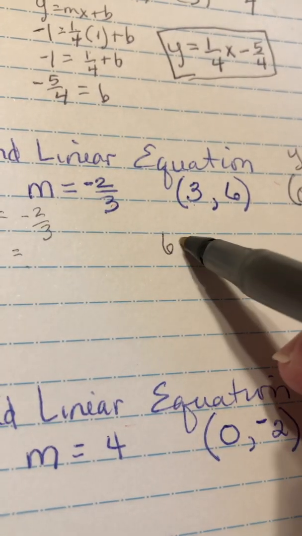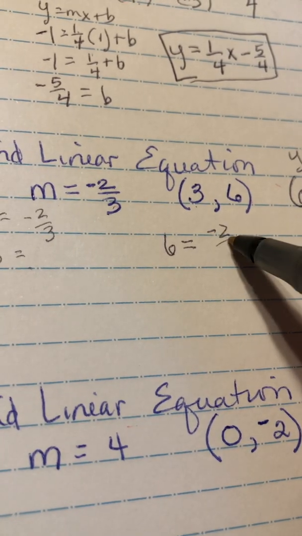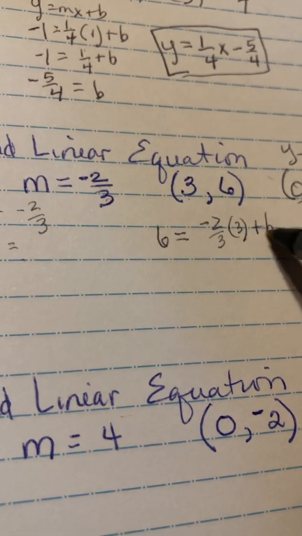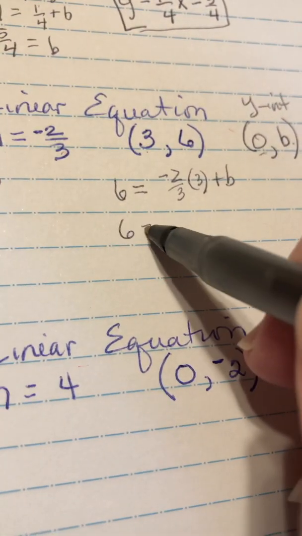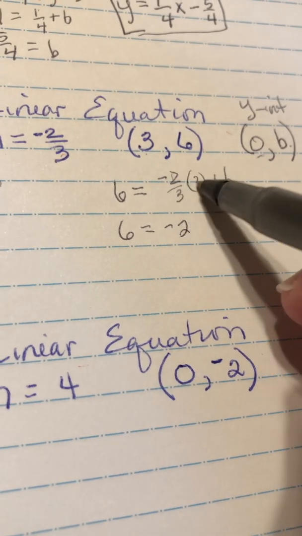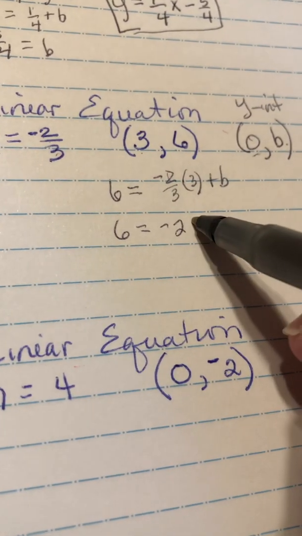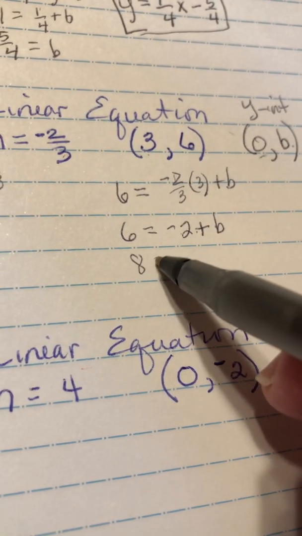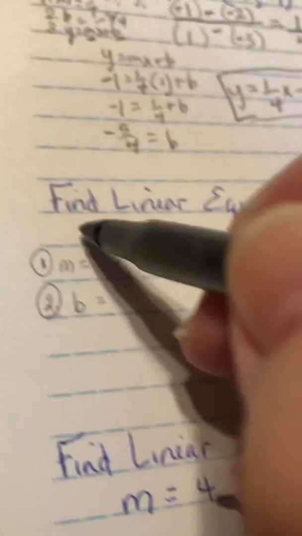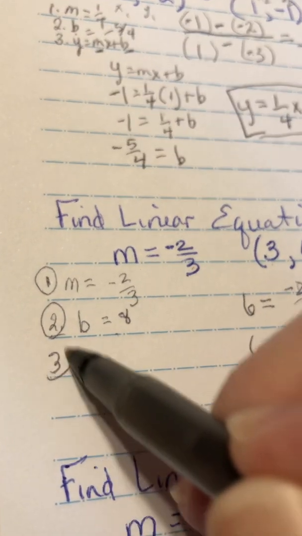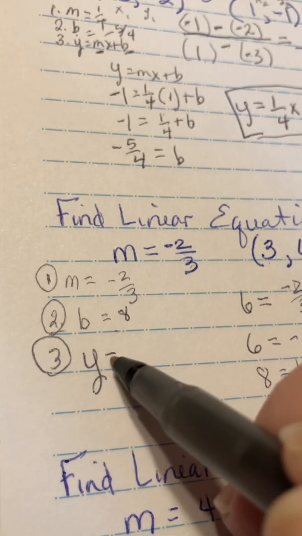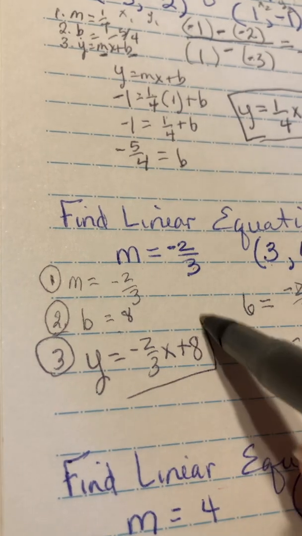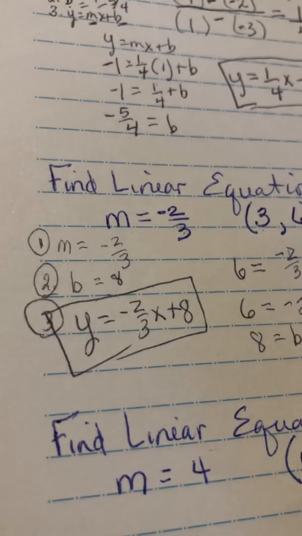So y equals negative 2/3 times 3 plus b. So I can solve for b. So 6 equals negative 2, because when you multiply these, it equals negative 2 plus b. And so then I'm going to add 2 to both sides to get b alone. There it is. B is 8. So now I'm ready to find the answer. It's y equals negative 2/3 x and a positive 8. So we're going to do plus 8. There it is. That was the equation.